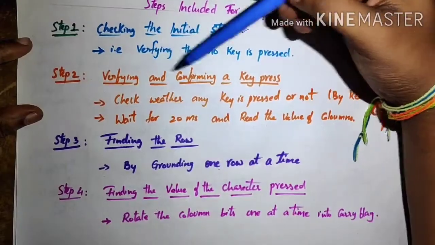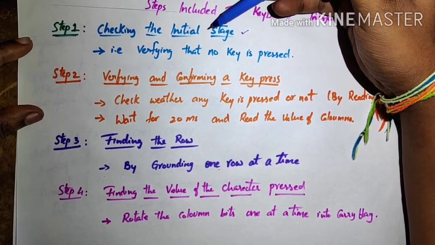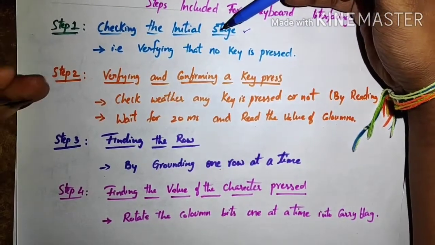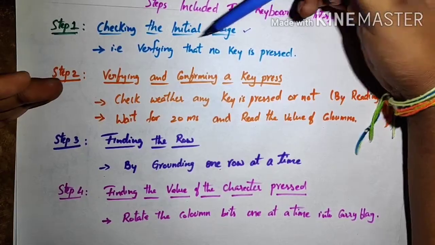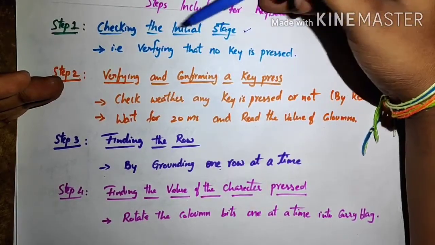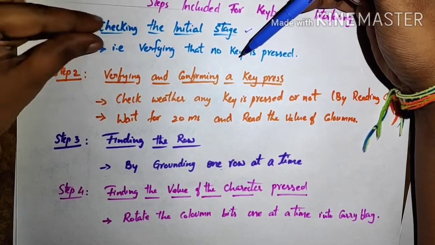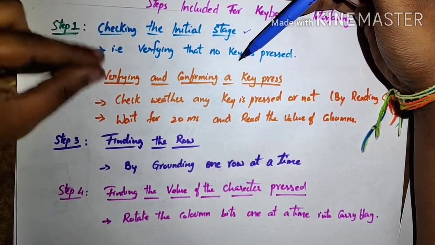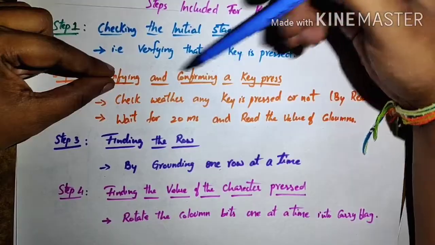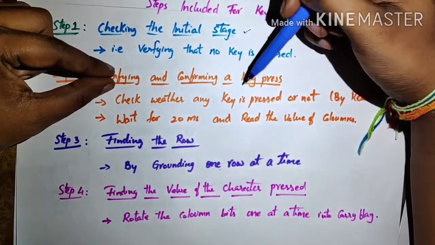Initially we have to check the initial stage of our keyboard. That means we have to verify that no key has been pressed. After ensuring that no key has been pressed, we go to step 2. Step 2 is nothing but identifying a key press.